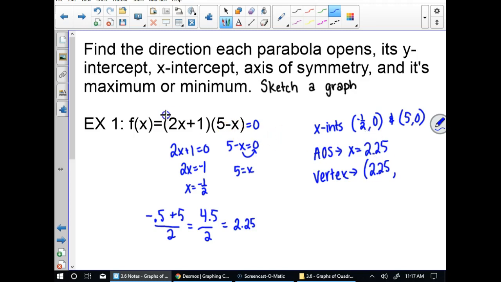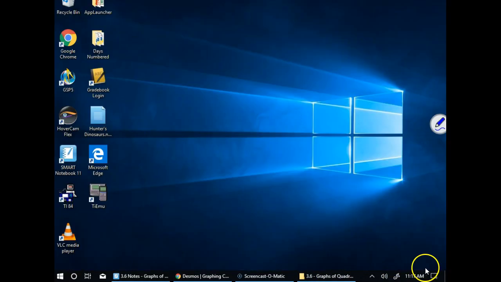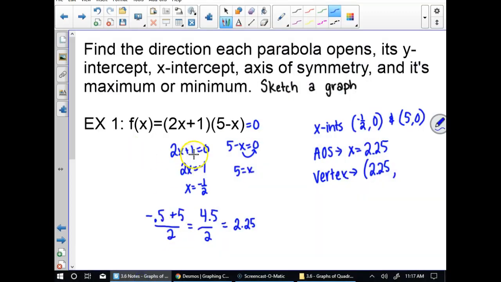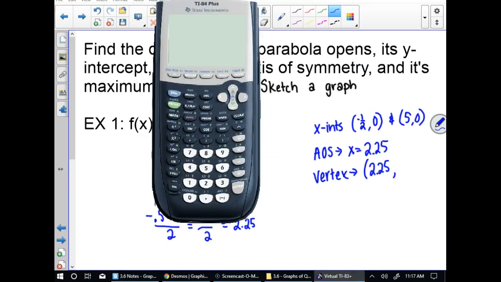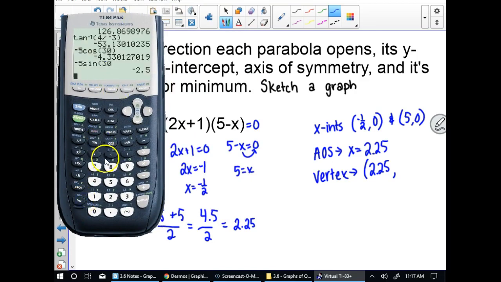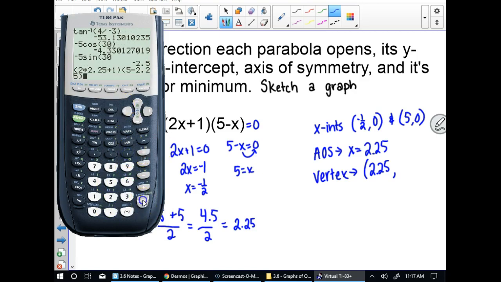You plug in for x in the equation, okay? Because if you plug in any x-coordinate, that gives you the y-coordinate that goes with it. That's true for any point, not just the vertex. But since we already know this is the x-coordinate, because that's on our axis of symmetry, we can plug it in. I'm going to use the calculator on this because we're starting to get to some ugly numbers. So we'll have 2 times 2.25 plus 1. Make sure you close that parentheses. And that'll be times 5 minus 2.25. And we're going to get 15.125.